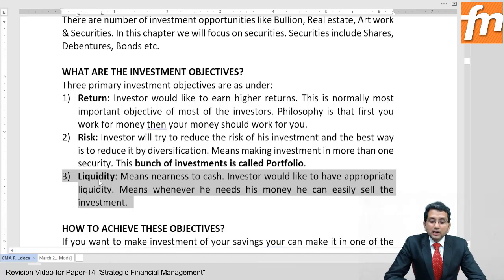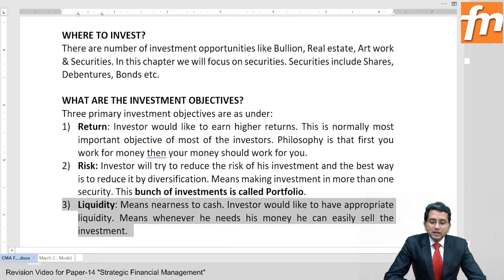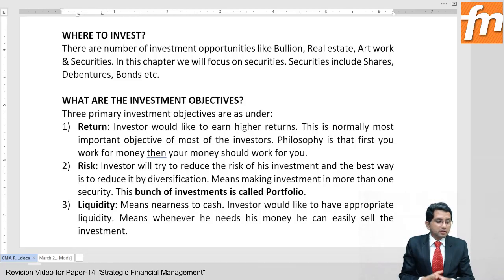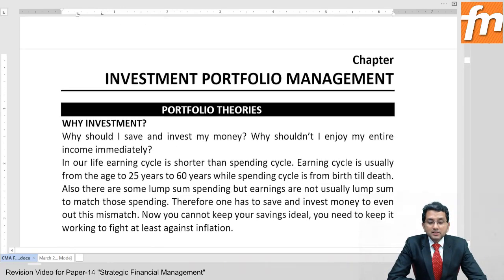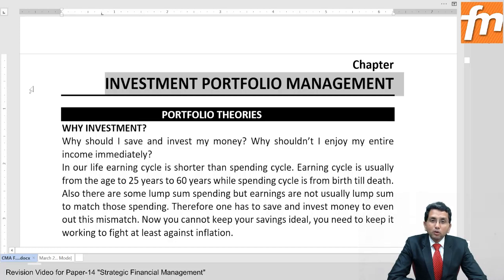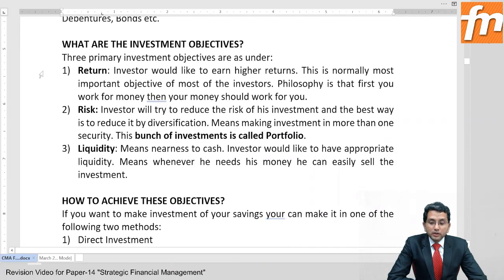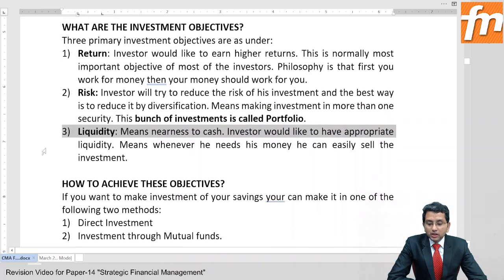See, usually people don't make investment of their entire money in a single security. Rather, they make investment in a bunch, in a bouquet of securities, 5, 10, 20 types of equity shares, some types of bonds, some fixed deposits, some gold, some property. So they make investment in many securities. The bunch of these investments is actually named a portfolio, and that's why this chapter is titled investment portfolio management. It's not investment management, it's investment portfolio management. So you should try to manage your portfolio in such a manner which maximizes return, which minimizes risk, and which gives you appropriate liquidity, or I can say which can optimize your liquidity, nearness to cash.